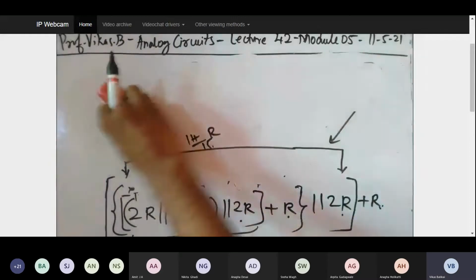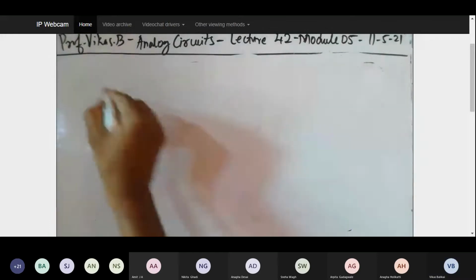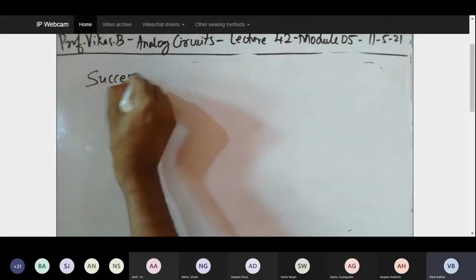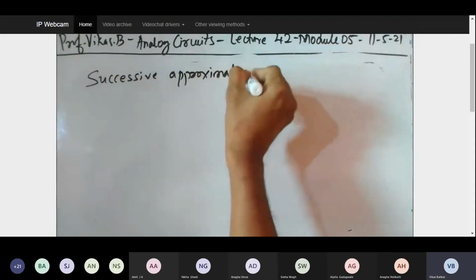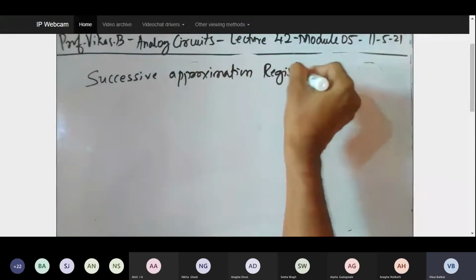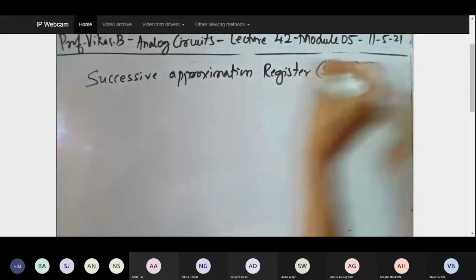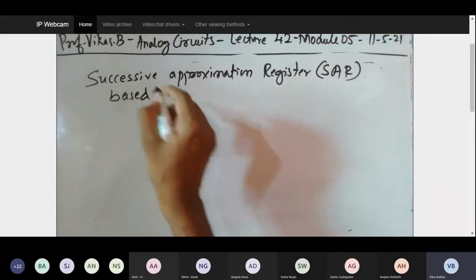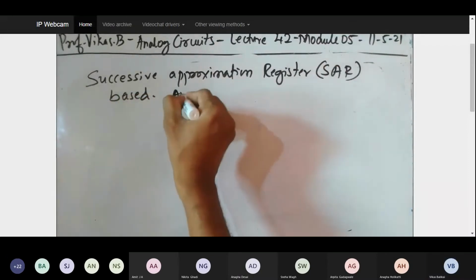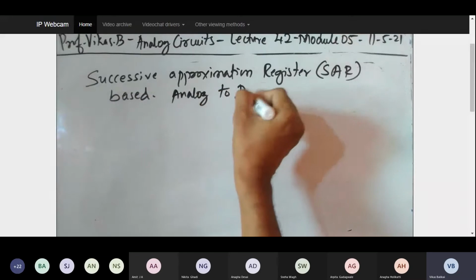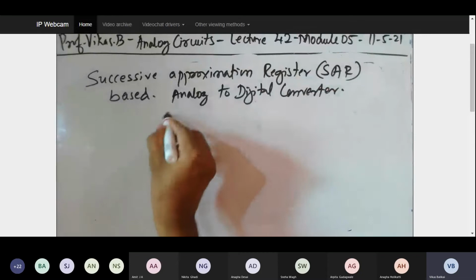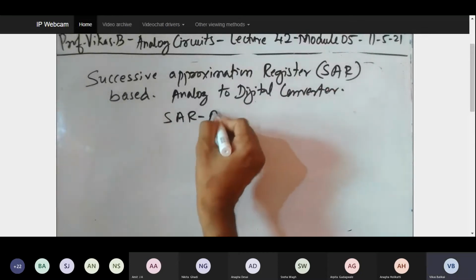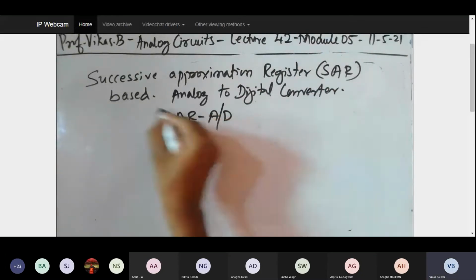Now in today's lecture, we are going to look into what is known as the successive approximation resistor, that is SAR, based analog to digital converter. So we usually call it SAR A to D converter.